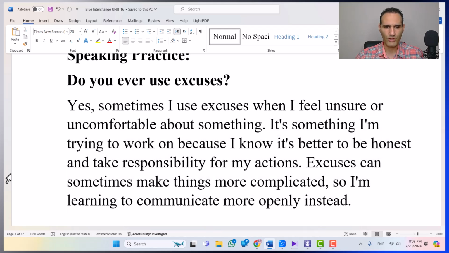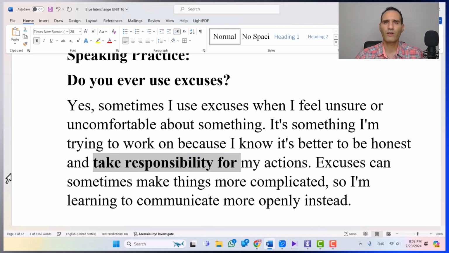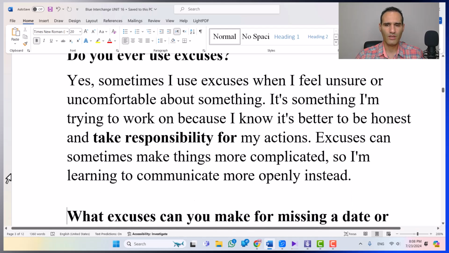The beautiful language here, maybe work on something. It's better to be honest and take responsibility for something. Take responsibility for my actions. Beautiful. Please transfer it into your vocabulary notebook. It will be useful. Excuses can sometimes make things more complicated or difficult. So I'm learning to communicate more openly instead. So this was the answer to do you ever use excuses?